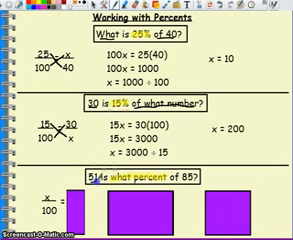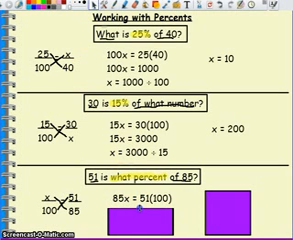Well, I know I have 51 out of 85. So in this case, x over 100 is equal to 51 out of 85. Again, we're going to cross multiply in order to find the value of x. So 85 times x is going to be equal to 100 times 51. Here's my equation. 85x equals 51 times 100. So 85x is equal to 5,100.